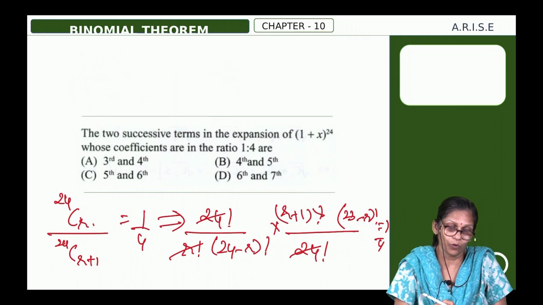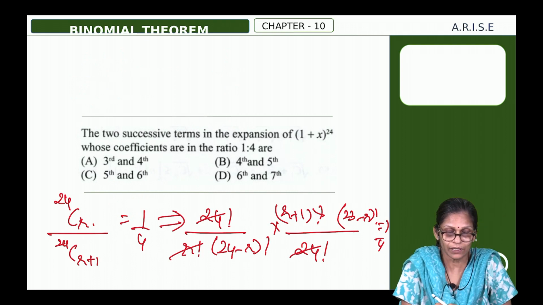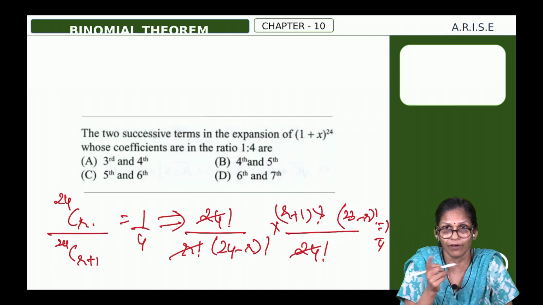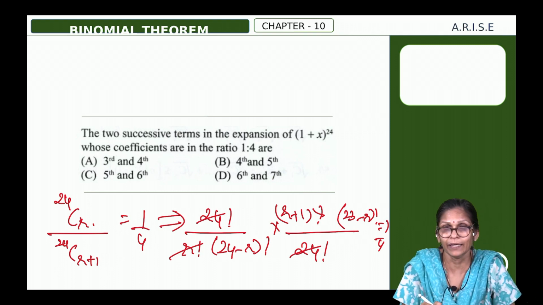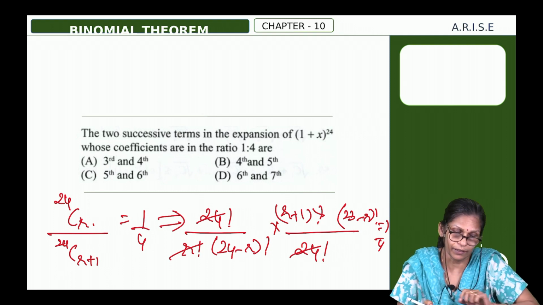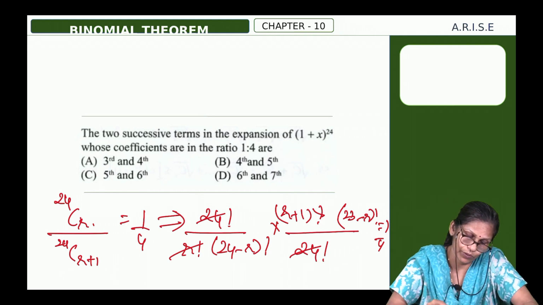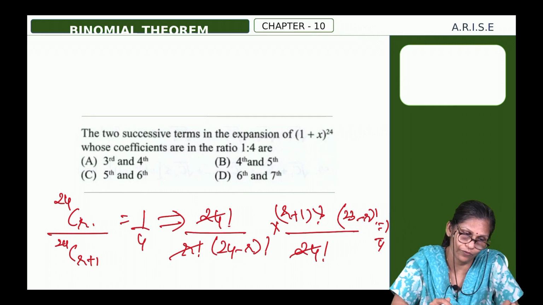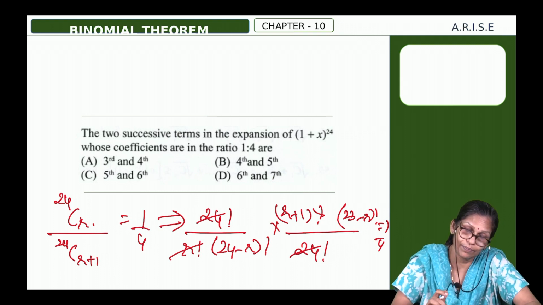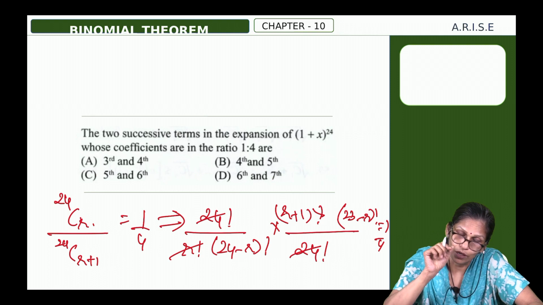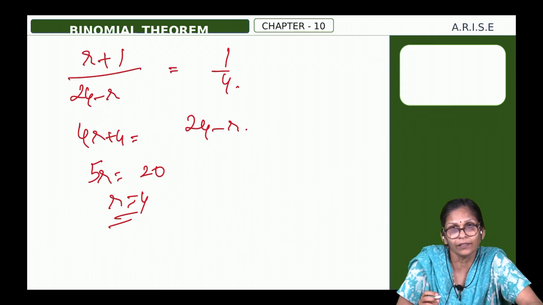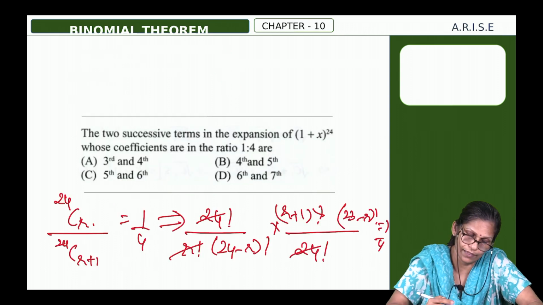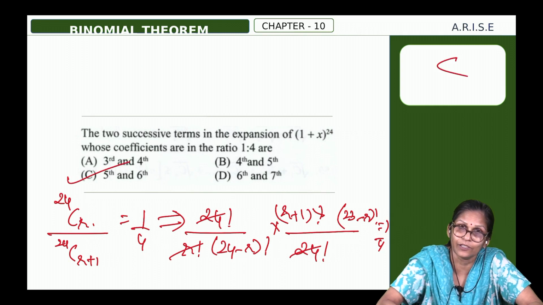So, here what is this? 24C4 and 24C5 are the consecutive coefficients. 24C4 will be the coefficient of the fifth term, because first is 24C0. So, 24C1 is the second term. 24C4 and 24C5 are the coefficients of the fifth and the sixth terms. Option C is your answer.